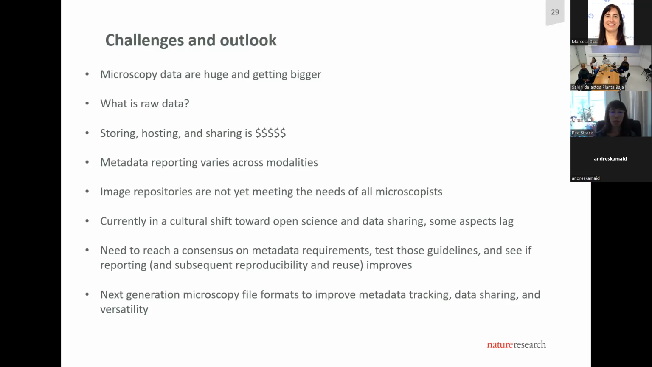There are a few things in play at Nature Methods working with Figshare, but I can't talk about them fully yet, but they'll probably be discussed in future editorials. I'd say that microscopy has always been sort of pioneering and open, but we're definitely part of a cultural shift towards open science and data sharing, and some aspects of that lag behind. So how can we catch up?